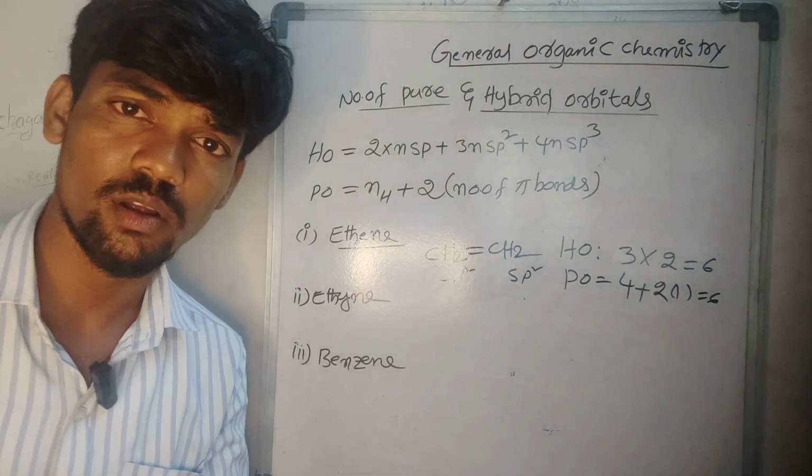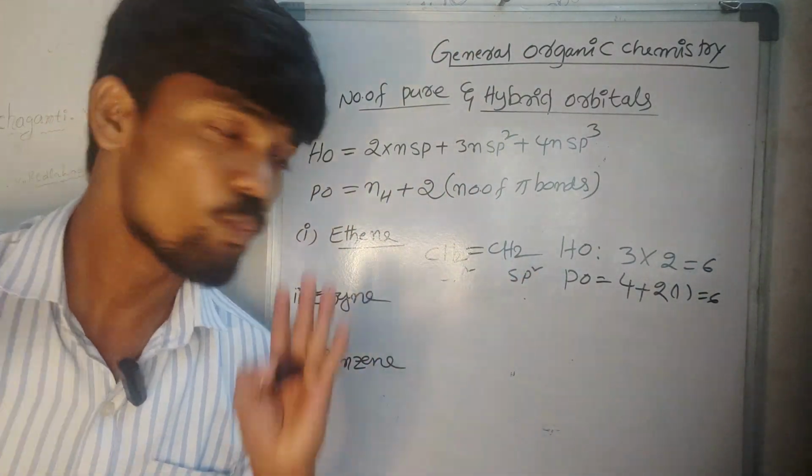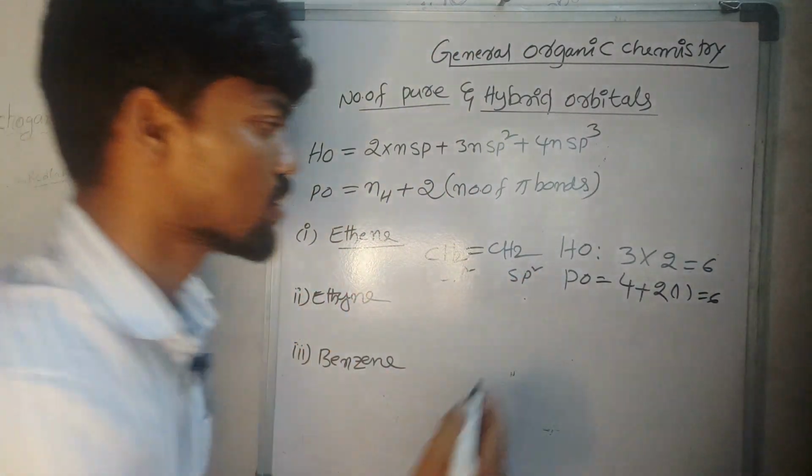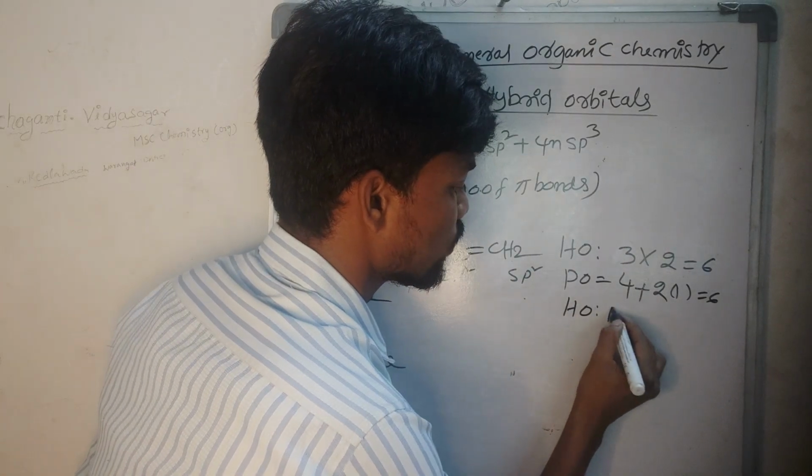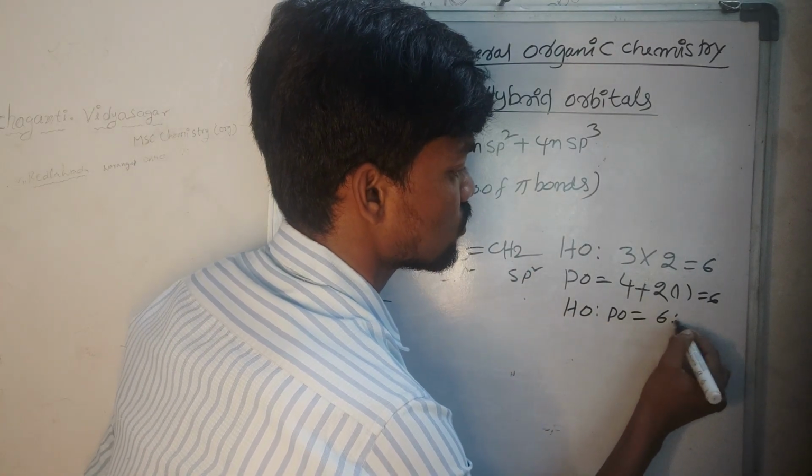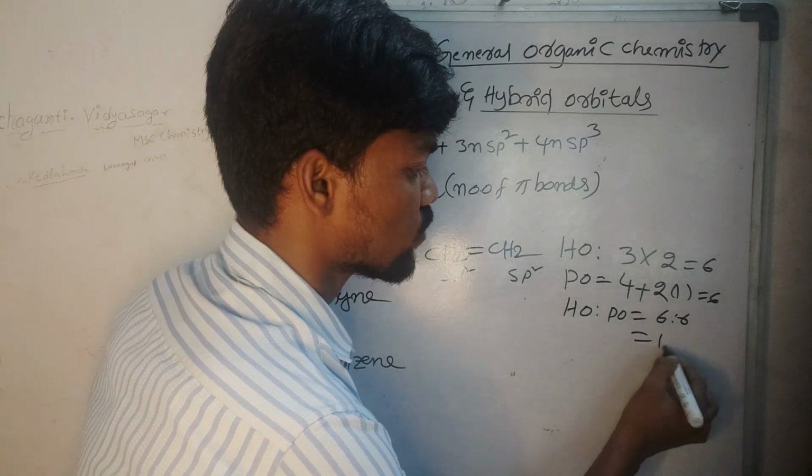What is the ratio of hybrid orbitals to pure orbitals? Hybrid orbitals to pure orbitals is 6 to 6. It means 1 to 1.